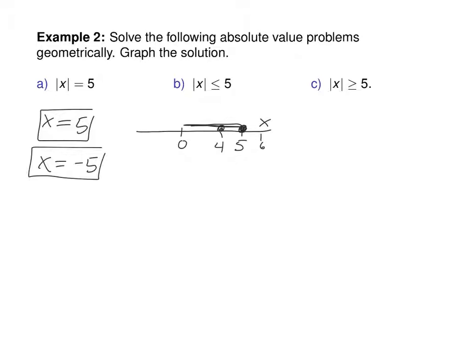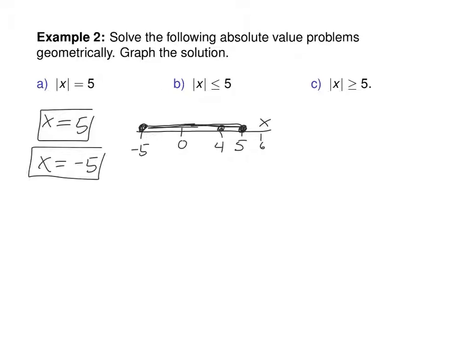Now how about the negatives? Would -5 work? Okay, so -5 works. How about numbers bigger than -5, like -4? Yes, so all those work. Does anything to the left of -5 work? No. Does it make sense that -6, when you plug that into the inequality, doesn't work?